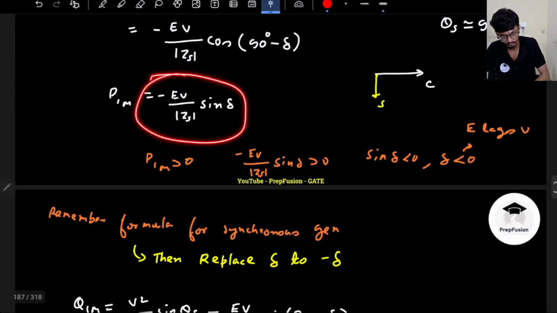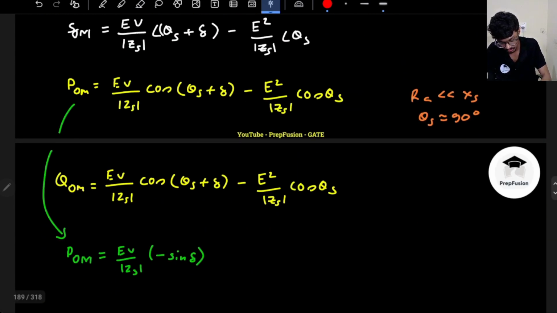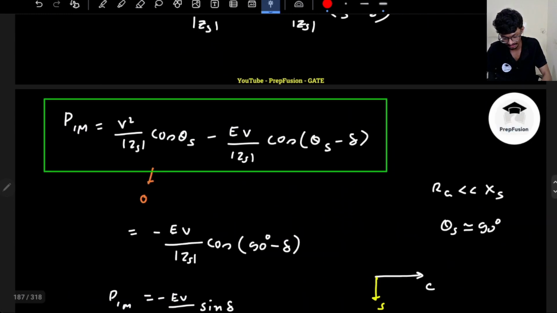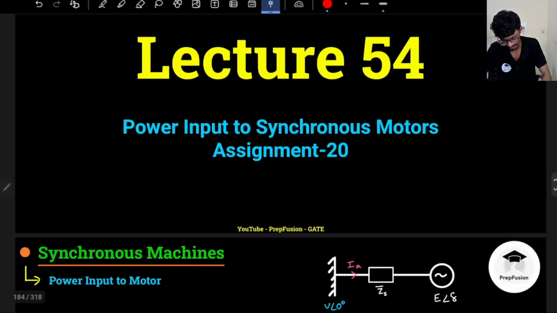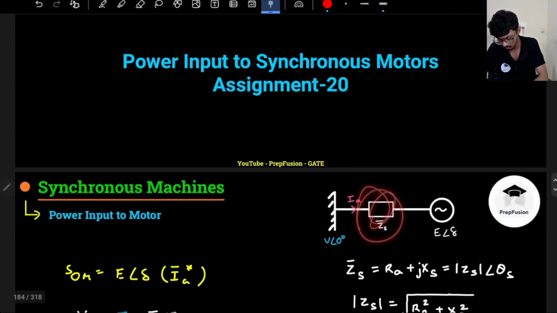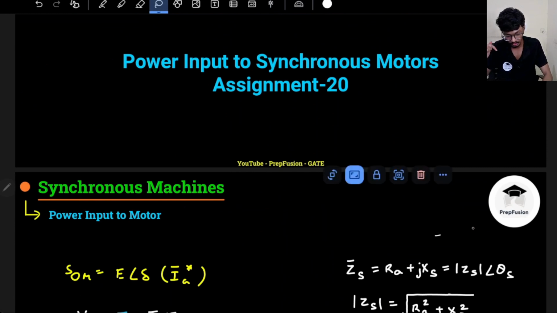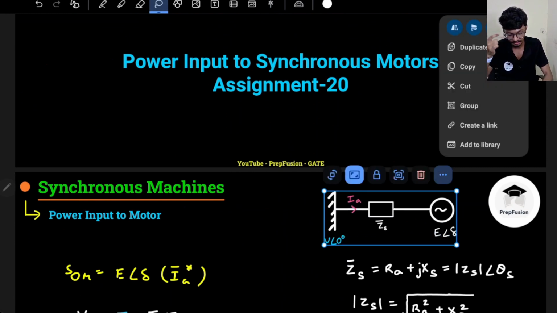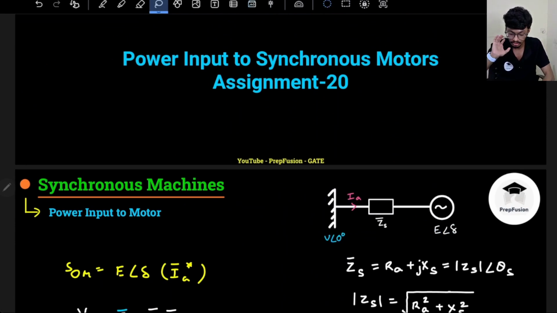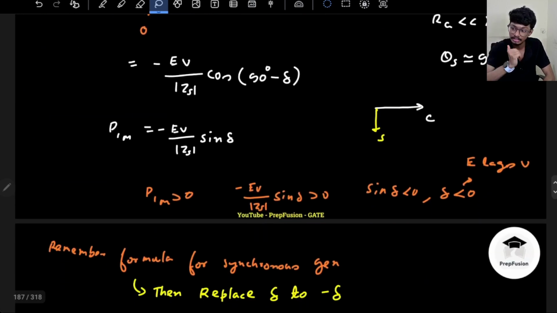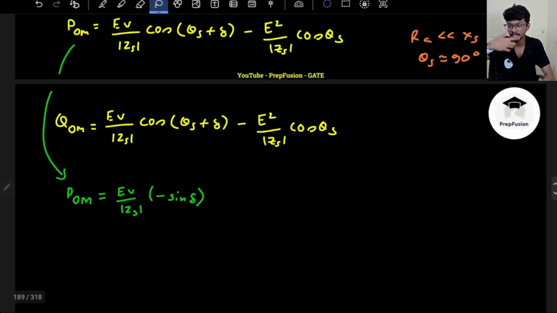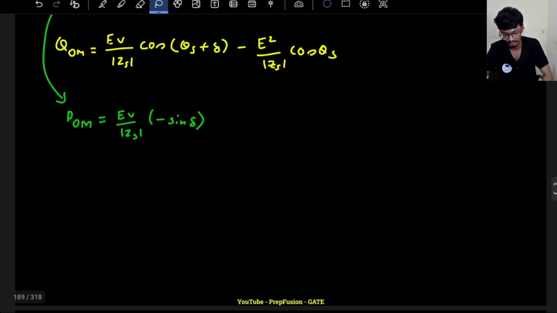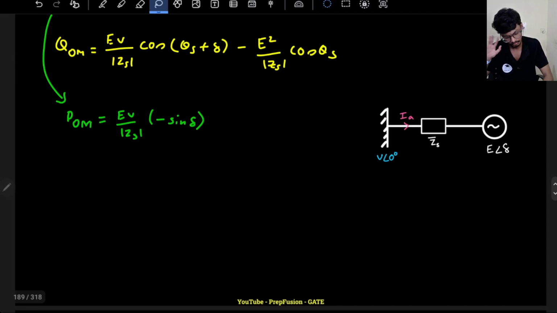How is it possible? Because we made the RA to be 0. So there is no losses in the line, right? RA is 0. So if there are no losses in the line, that means whatever power I'm sending from the infinite grid, the synchronous generator is totally able to convert it and send it to the load, that is the mechanical load, right? If I make RA to be 0, it makes total sense.